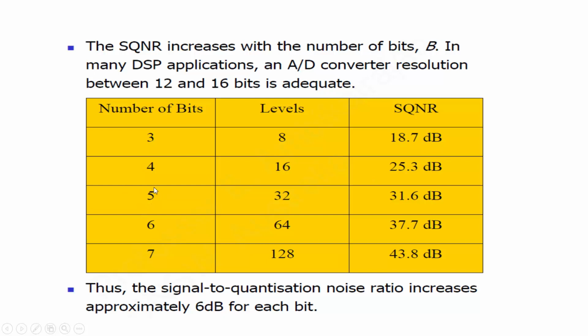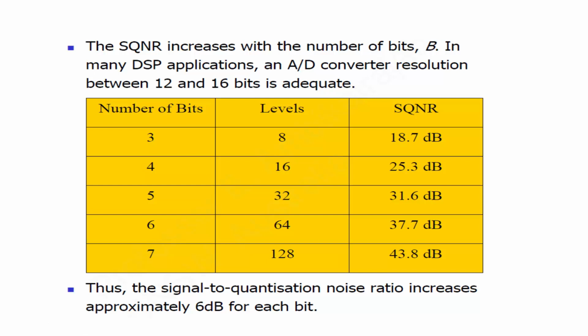Now if you see the number of bits as 5, increased by 1 from 4, the number of levels is 2 to the power 5, which will be 32. What is the SQNR? 31.6. Again, there is a difference of 6 dB from a 4-bit A to D converter to a 5-bit A to D converter. If you look at all the variations of the number of bits, you will see that with every increase of 1 bit in the A to D converter, there is approximately a 6 dB gain in the SQNR.